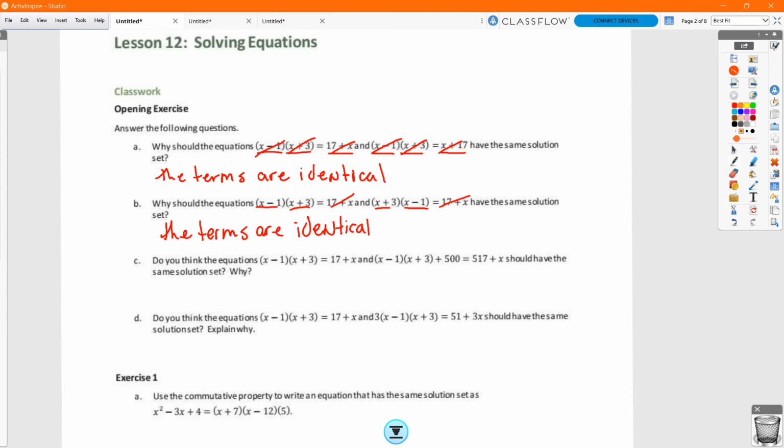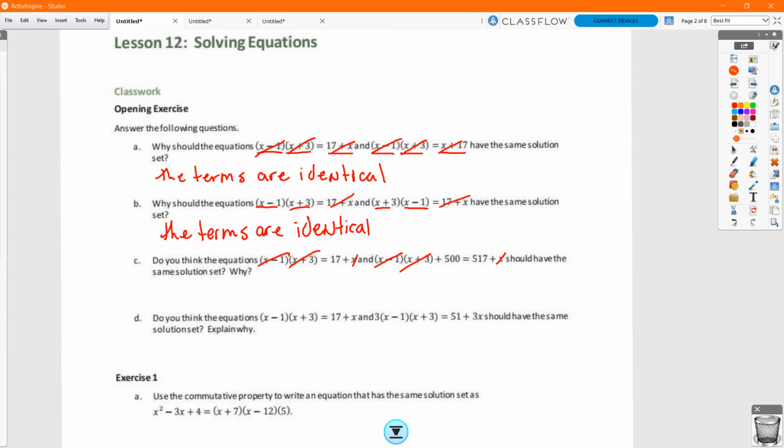Well, this does make things a little interesting because we still have x minus 1 here and x minus 1 here. We still have x plus 3 here and x plus 3 here. We still have x and we still have x. But we have a new term, 500, and we have 500 added to the other side.